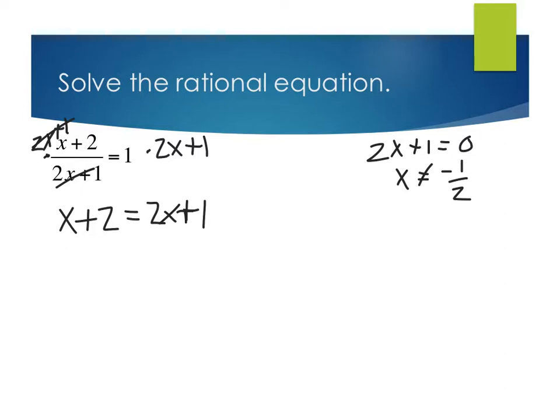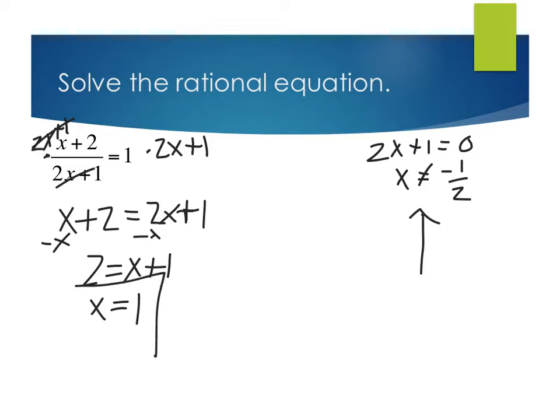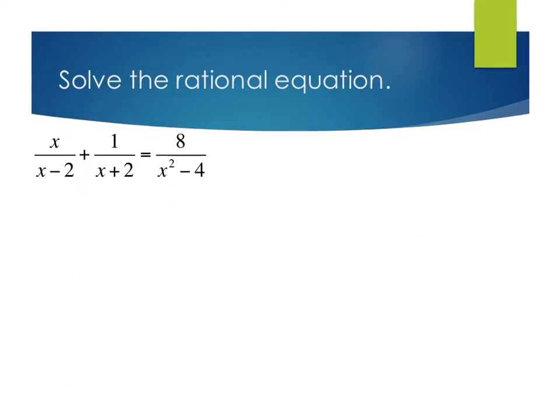So now let's subtract x from both sides. So we have 2 equals x plus 1, subtract 1, so x is going to equal positive 1. If I go back and look, it does not equal the number that we said it couldn't be, so my answer would just be x equals 1.